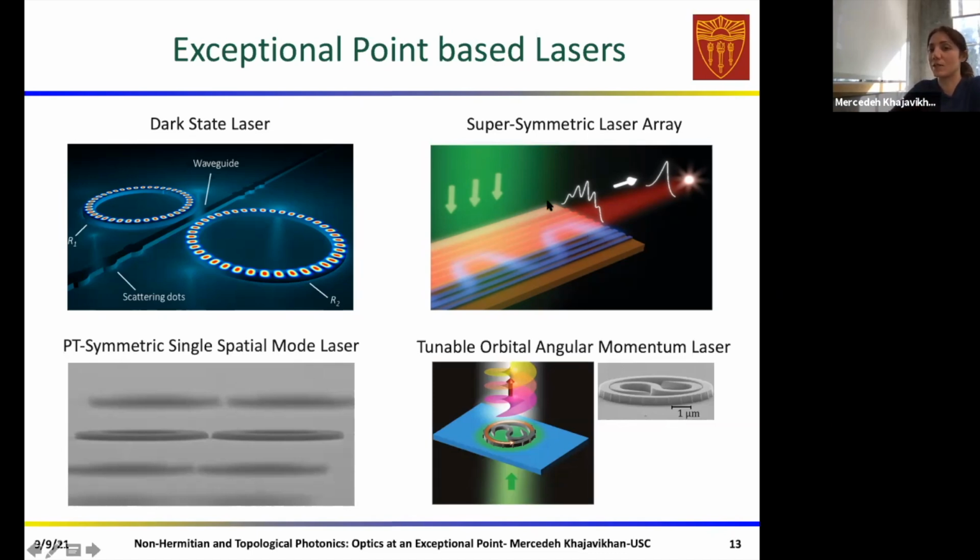loss. But the fundamental mode of the main array didn't have any counterpart in this auxiliary array of supersymmetric partner, so it was able to just go through the system and enjoy all the gain. As a result of that, we were able to show a single transverse mode behavior from these arrays just by this very simple trick.